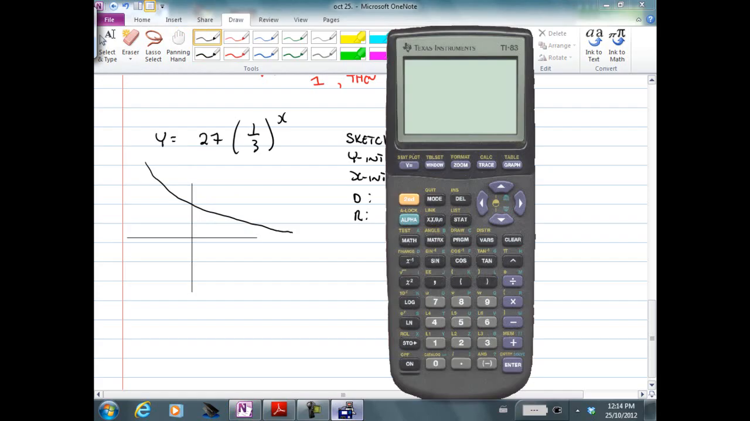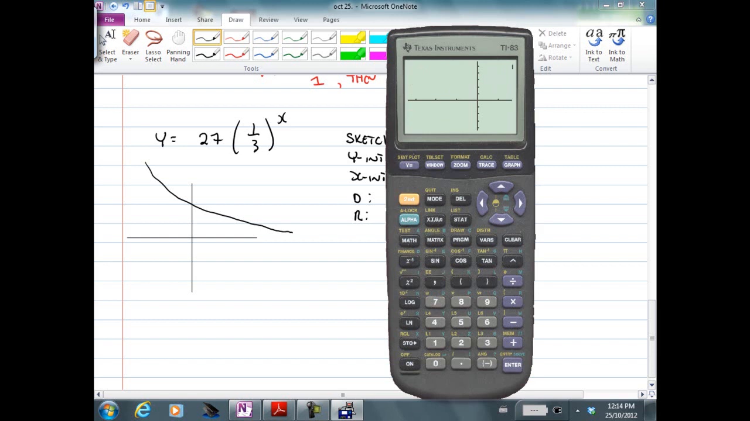So guys, let's grab your TI-83 right now. We're going to see if my sketch is exactly what I predicted. Could be, who knows? So again, this is y equals 27, open bracket, to the power of x. Okay, graph.